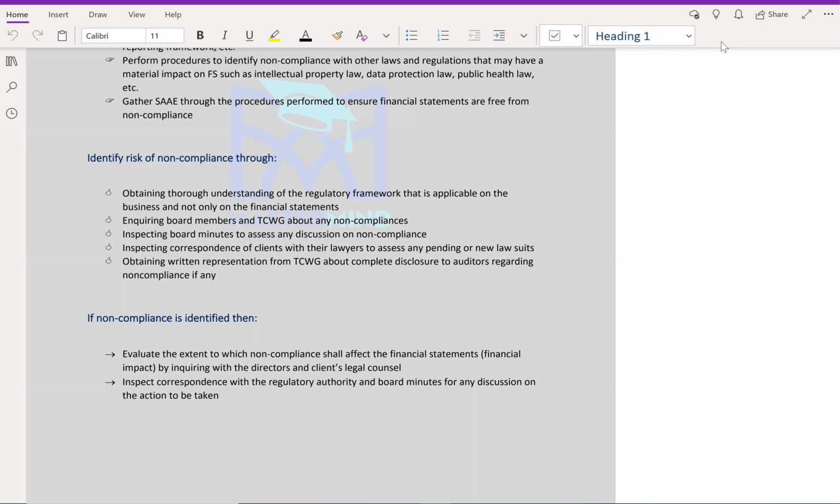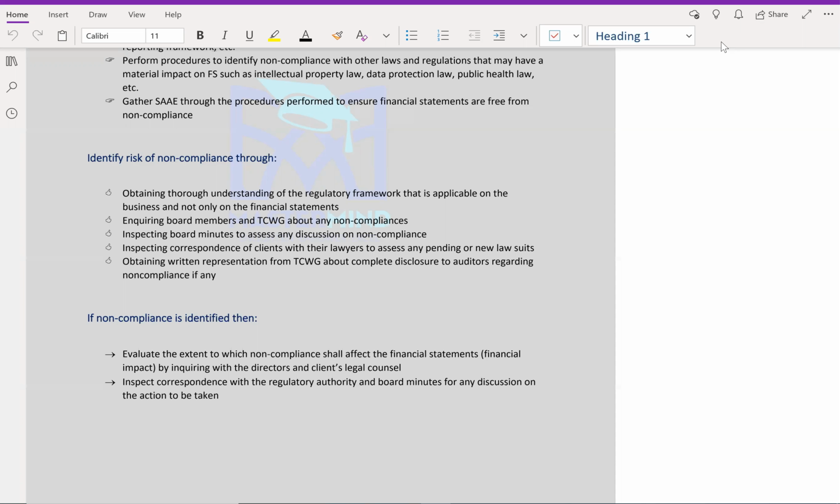Why is it happening? How is it happening? This needs to be reclassified, and you need to assess why they put it over here. Was it an error, or does it indicate fraud? They're trying to sway you away from the truth and fairness of the expense account. If non-compliance is identified, then evaluate the extent to which non-compliance shall affect the financial statements.